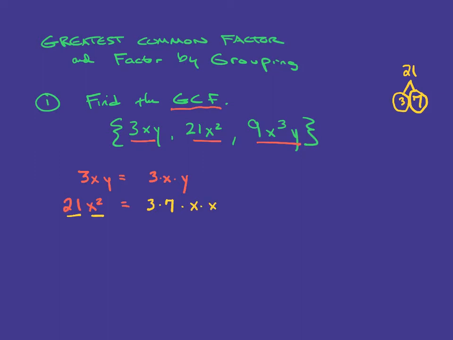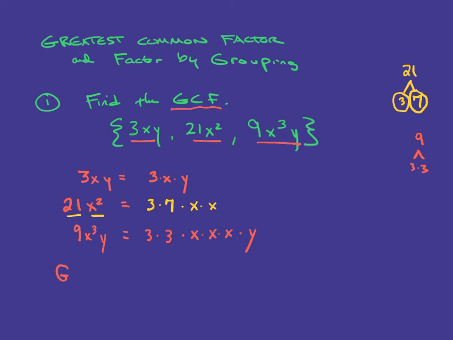Then going on to the 9x cubed y. 9 we could break down if we did that on the side here. That'd be 3 times 3. And then the x cubed is x times x times x. And then we've got 1y.